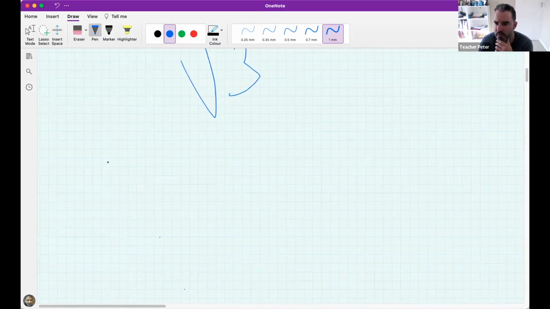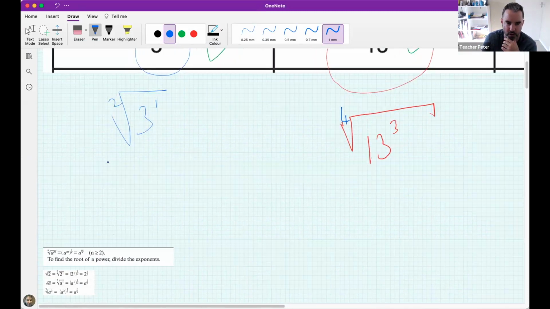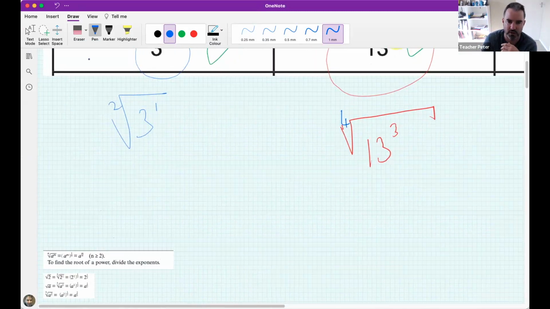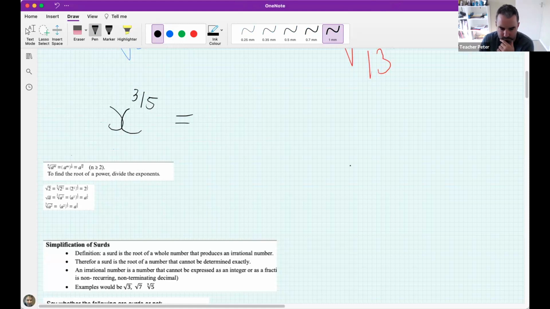Okay. So let's just do one more example. Let's do one more before we go. Let me make one up. If I say to you, x to the power of 3/5, can you rewrite that for me in root form? And then we're going to move on.